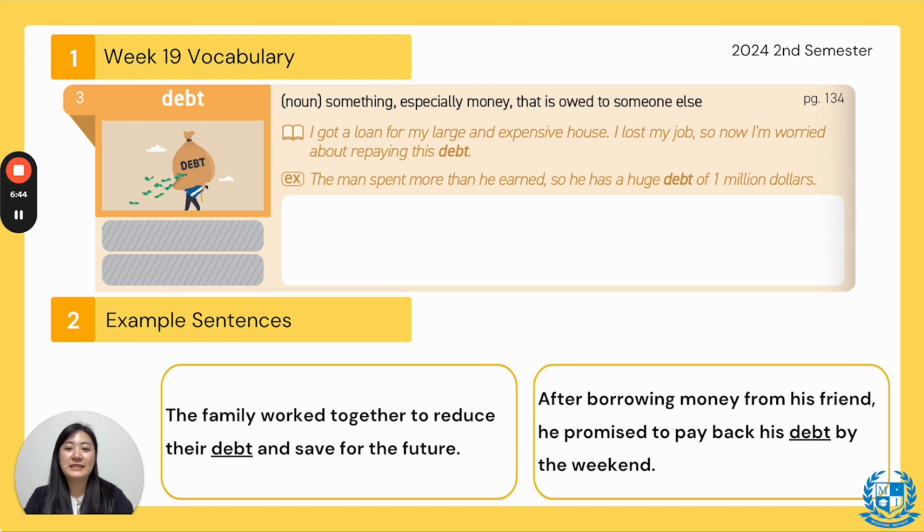Here, it says the family worked together to reduce their debt and save for the future. So maybe they combined all of their income and their money so that they could get out of it. Next one, it says, after borrowing money from his friend, he promised to pay back his debt by the weekend. So maybe I was like, oh, can I borrow $10? And then he says, okay, but you have to pay back on the weekend. So I paid back my debt on the weekend.